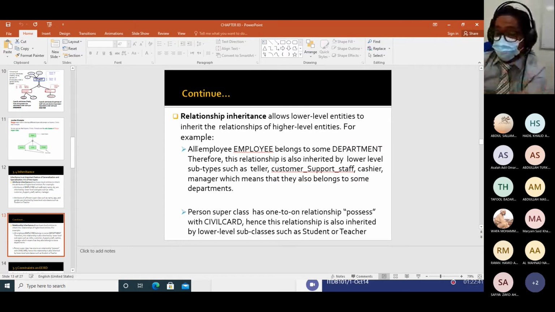For now, we don't have any example yet, but I believe that this one is an example in our chapter 2, civil card possesses one civil ID, if you remember. One second.